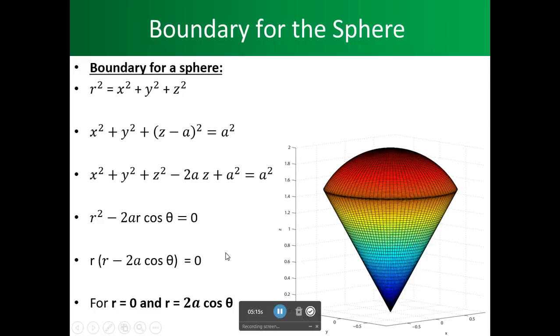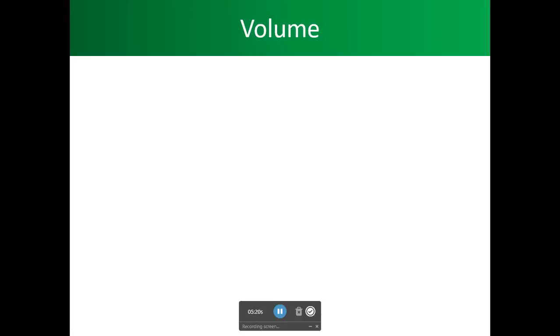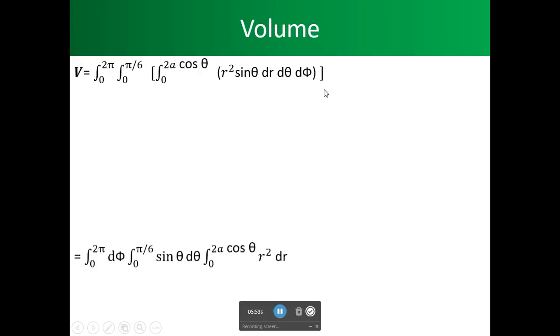Now we can begin to solve our triple integration. What is so much fun? We already said that we had 0 to 2 pi, 0 to pi over 6, 30 degrees, and from 0 to 2a cosine of theta. Now all of this is times the dV. This all has to be under dV so we can find out what V is. And dV is r squared sine theta, dr, d theta, d phi.